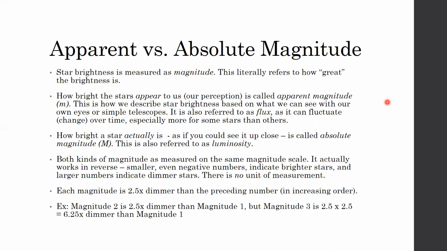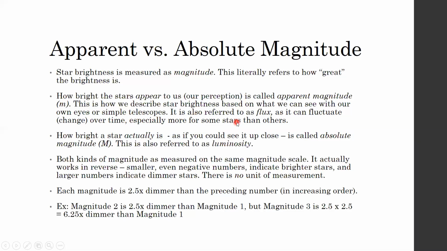How bright the stars appear to us, in other words our perception of the star, if you literally walk outside at night and you're looking at a star or a planet, this perception we have of the brightness is called apparent magnitude, because that's how bright it appears to us. You'll notice it's symbolized with a lowercase m. This is how we describe star brightness based on what we can see with our own eyes, or simpler telescopes, usually refracting telescopes, maybe some reflectors as well.